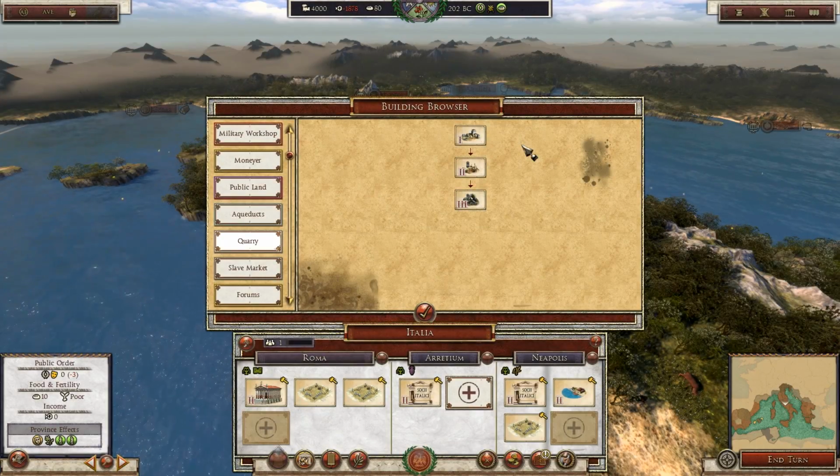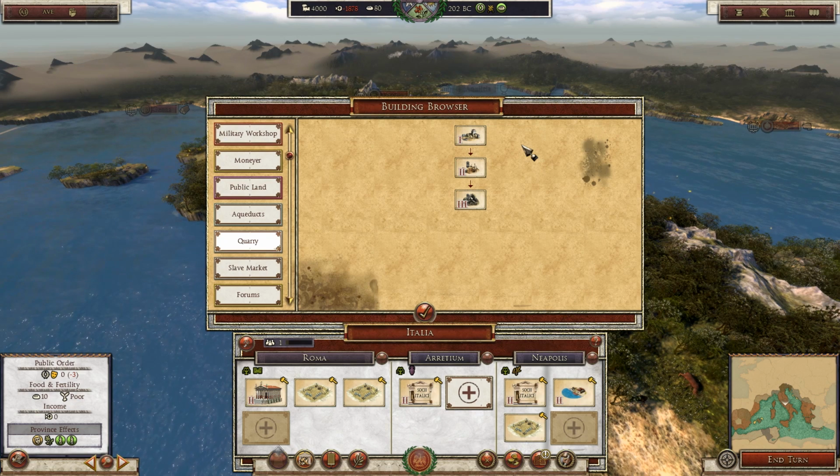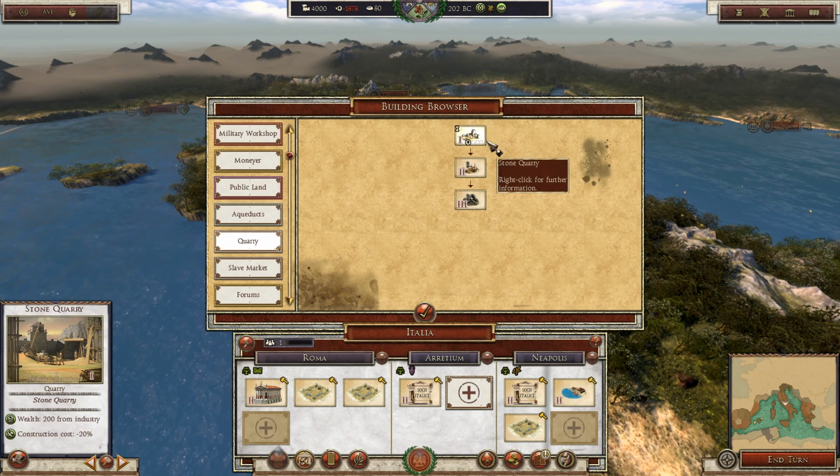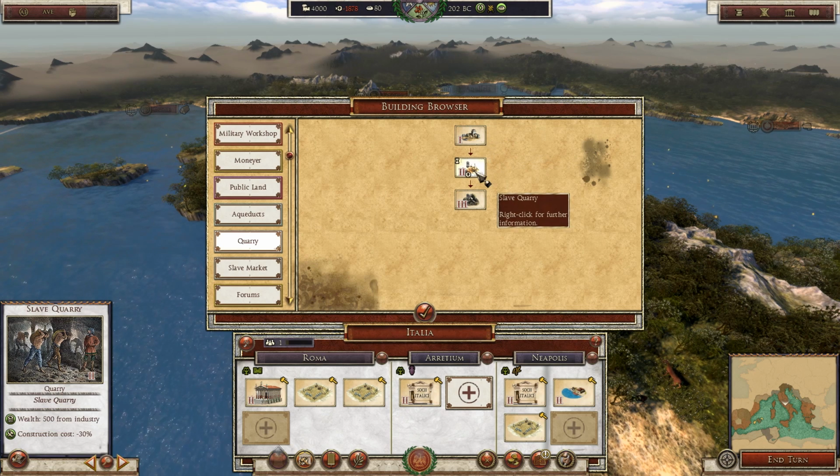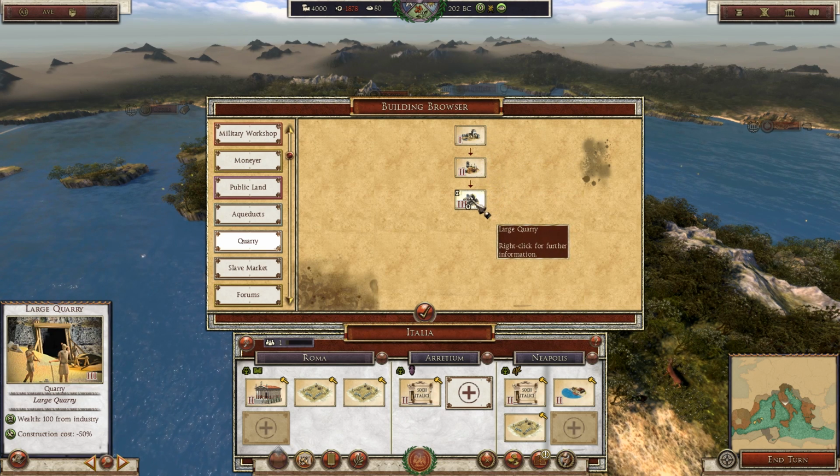Quarries are mines for any resource in the area. Mines will obviously be more valuable where there are more precious resources such as gold, silver, iron, etc., while also reducing the construction costs in the province.